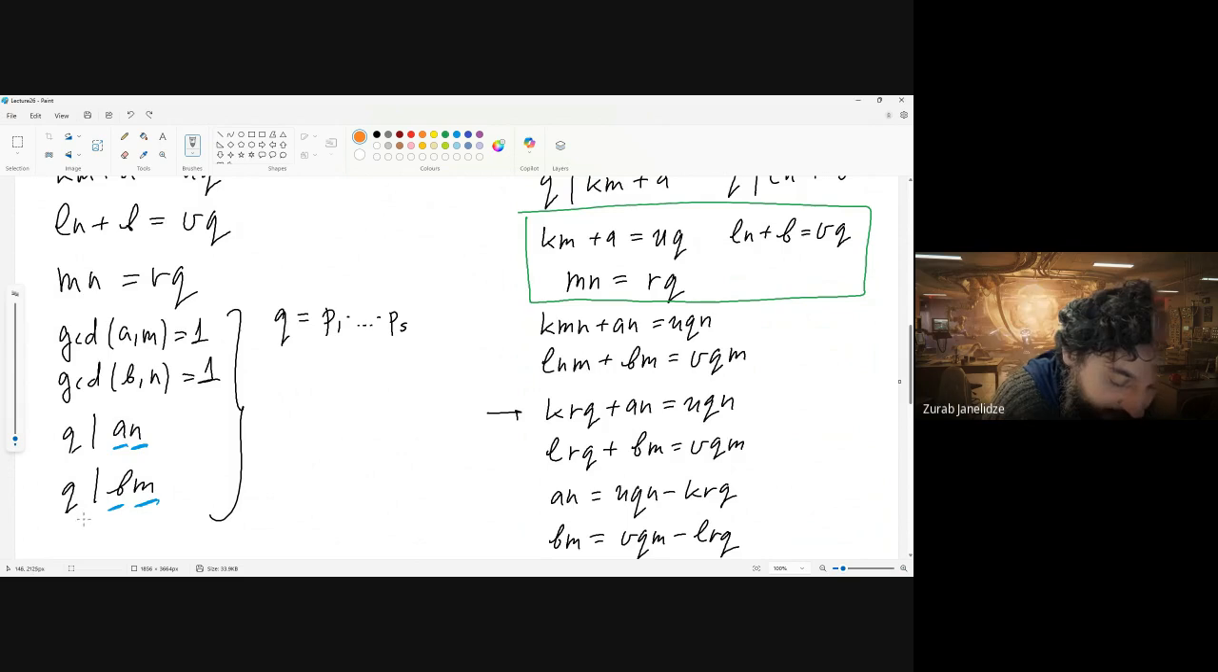But with the same logic, if there is some prime factor of Q that's also a prime factor of B, that prime factor of Q must also be a prime factor of either A or N, right? It can't be of N because B and N do not share any prime factors. So it must be of A.